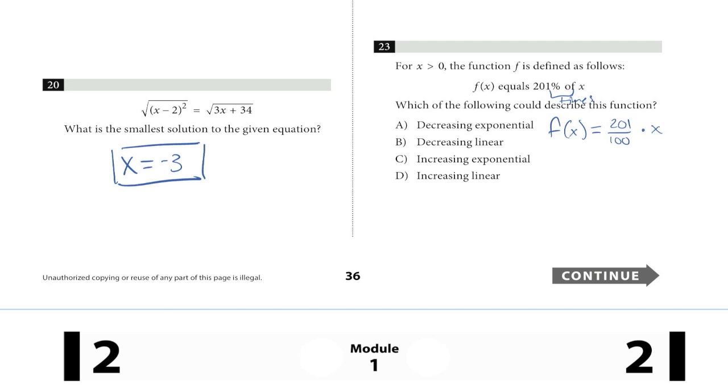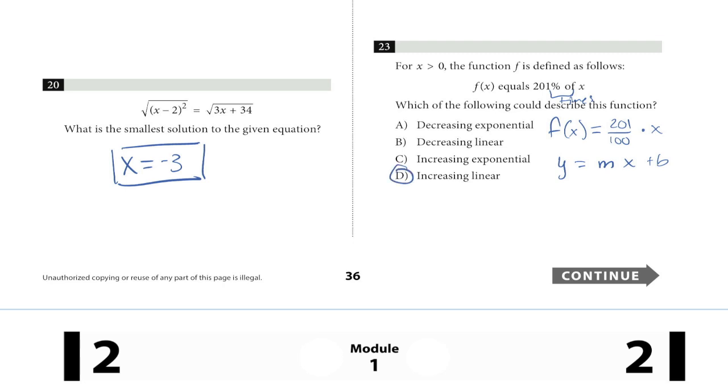Well, that's just a line. That's just y equals mx plus b, it's just that b is 0. And since m is not negative, it's 201 over 100, so that's not a negative number. It's going to be increasing, so increasing linearly.